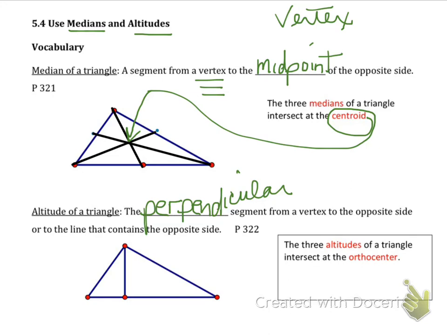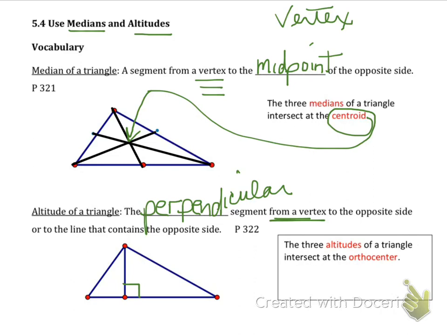segment from the vertex. So again, it's from the vertex to the opposite side, or to the line that contains the opposite side. All right, so if it's perpendicular, and that's all I know about it, I would absolutely need to have that little right angle right there. Now you can draw other perpendicular lines from the other 2 vertices to the sides opposite them.